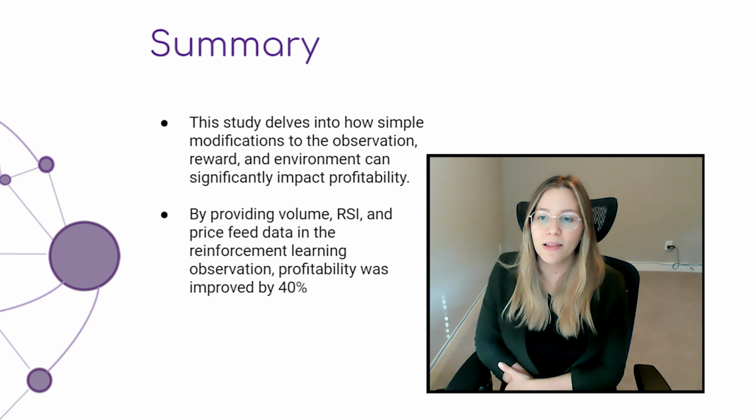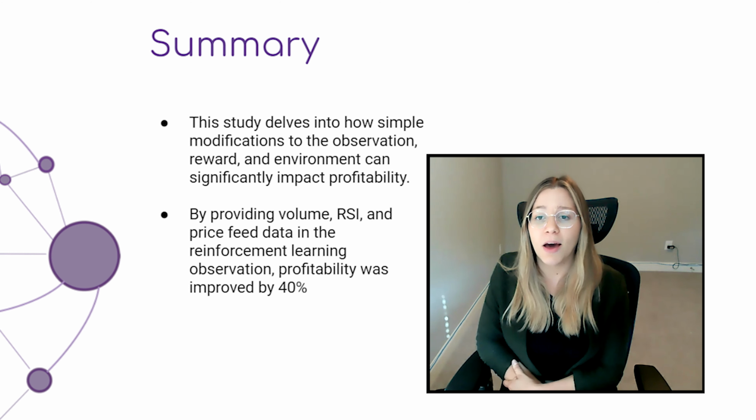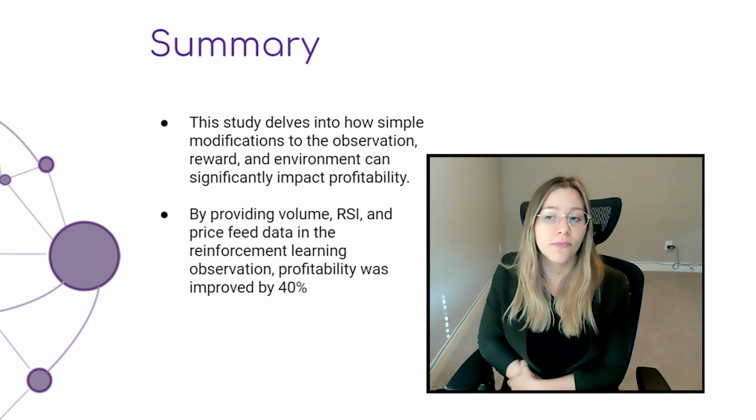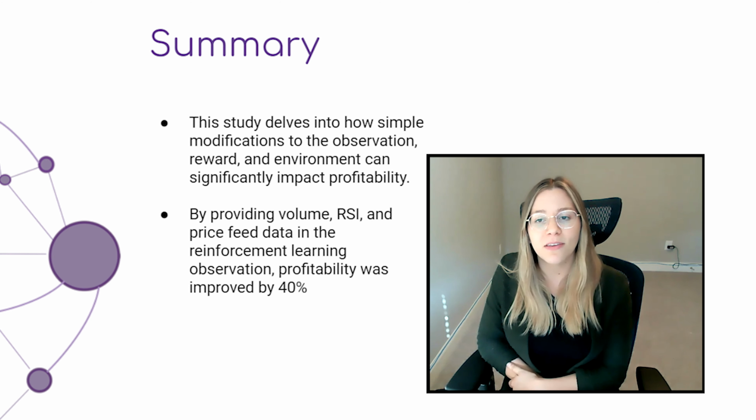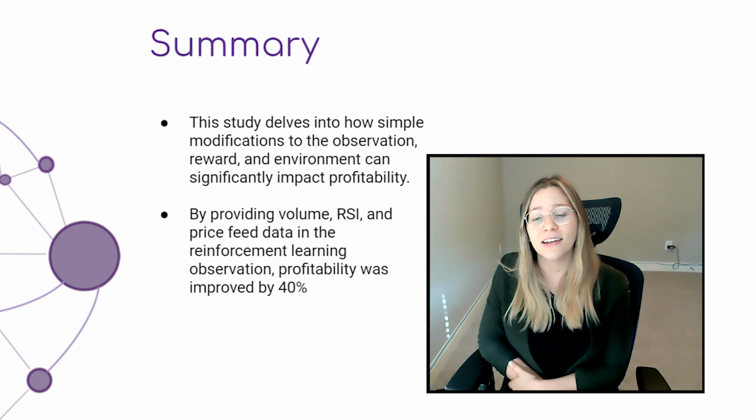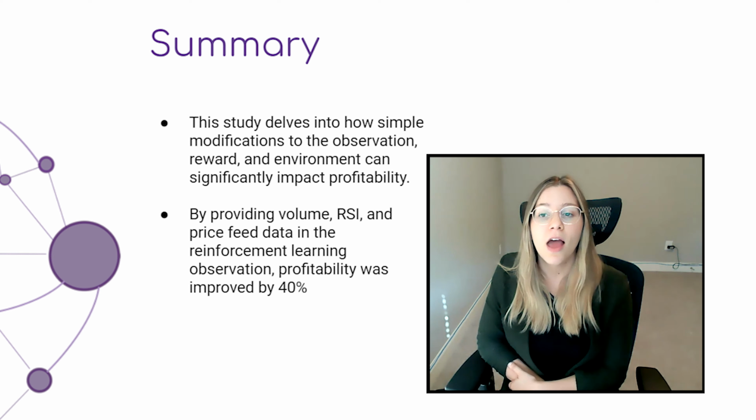Financial machine learning applications are both highly valued for their use and notoriously finicky to optimize to a point where they're actually usable. While many studies have discussed financial reinforcement learning structures and hyperparameter optimization, here I wanted to delve into how some simple modifications to the observation, reward, and environment can significantly impact profitability. By providing volume, RSI, and price feed data in the reinforcement learning observation, profitability was improved by 40%.